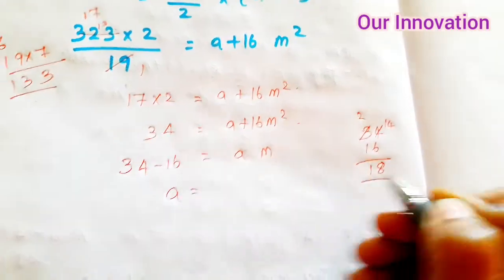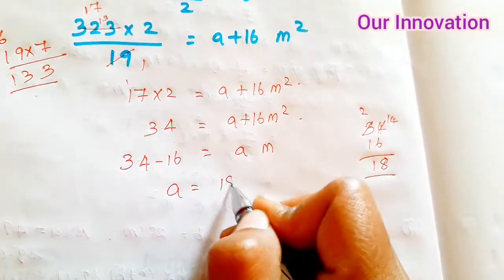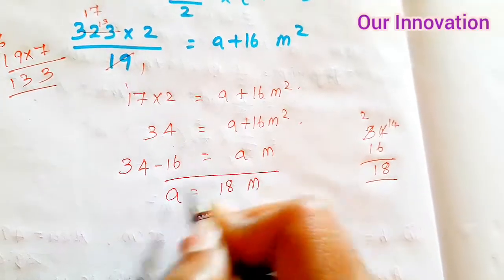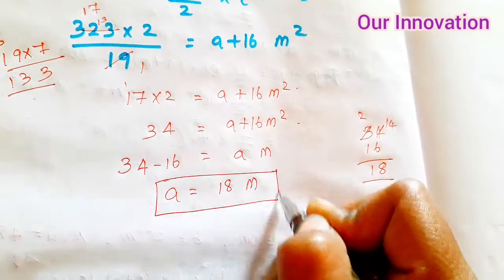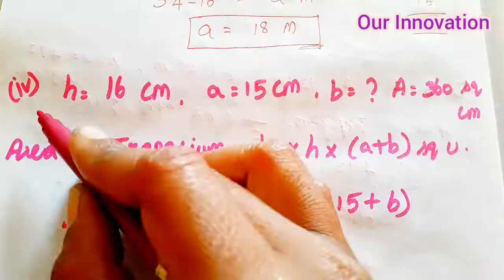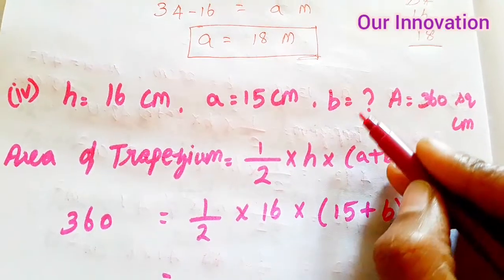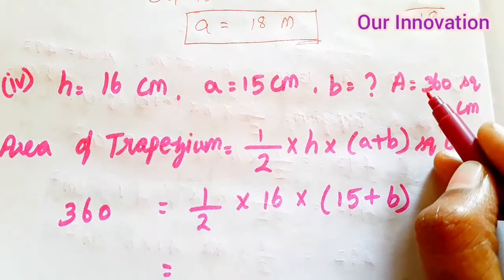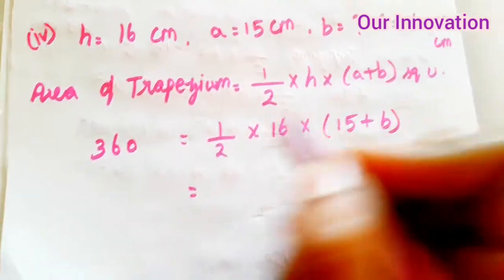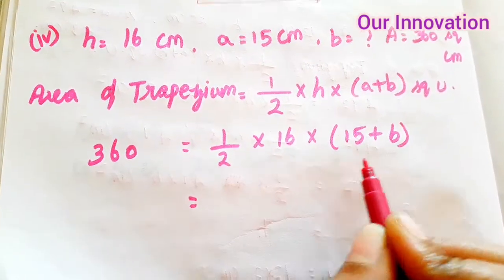Next 2 minus 1 is 1, so a is equal to 18 meter. Okay, the value of one parallel side is 18 meter. Fourth one: height is equal to 16 cm, a is equal to 15 cm, you have to find b. The area given is 360 square cm, so substitute into the formula.